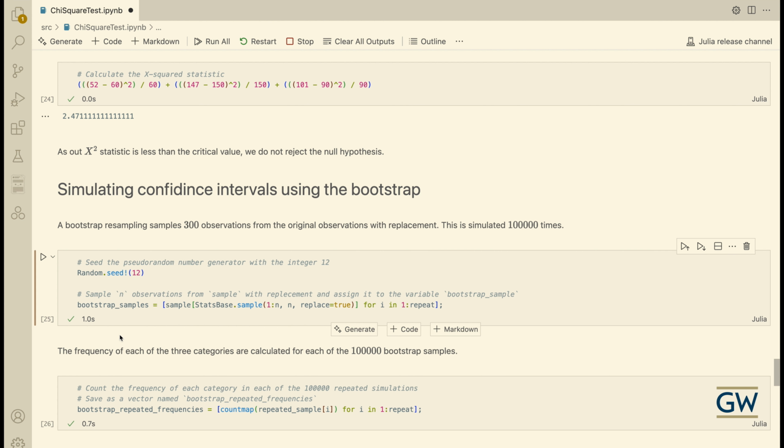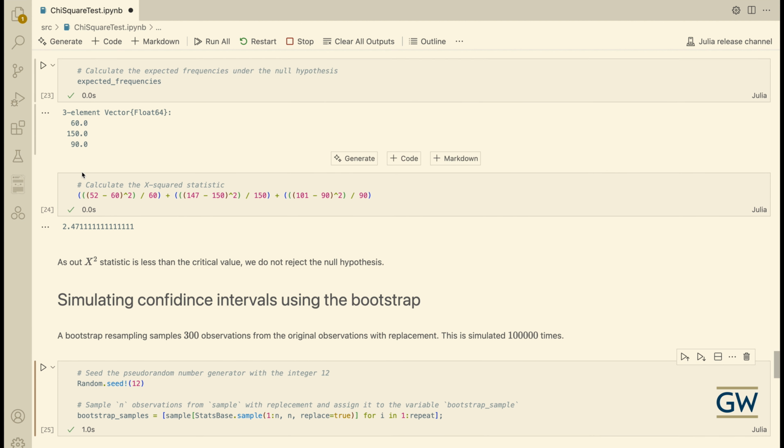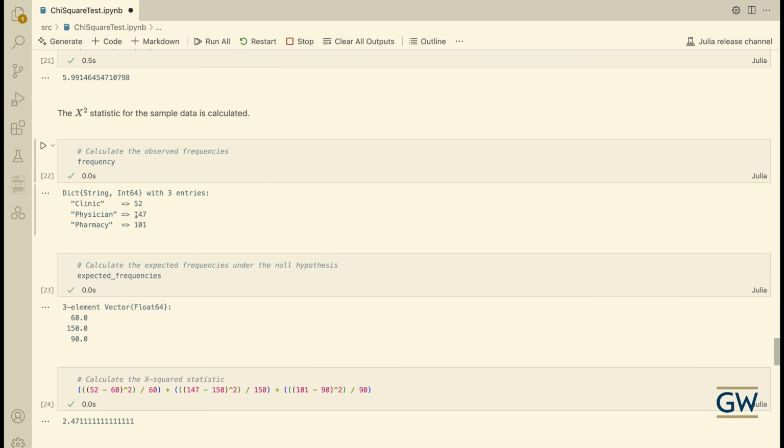Well, you might just say, well, isn't that just the same values? And I'll say, no, we do a special kind of selection. We do selection with replacement. So imagine I put those 300 values in a hat, each individually on a piece of paper. I'll have 52 that say clinic, 147 pieces of paper that say physician, and 101 that say pharmacy. And I put them in a hat.